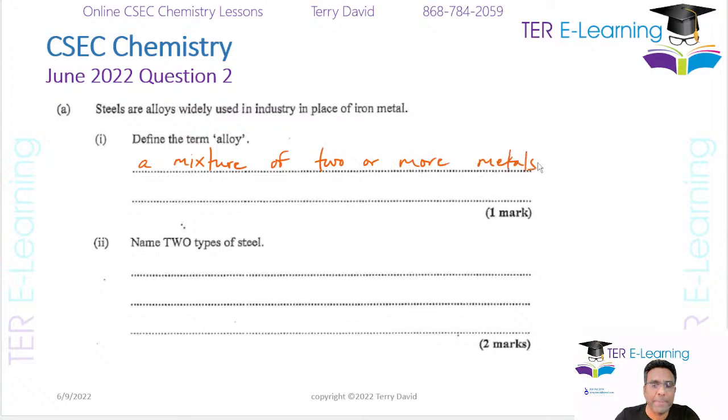Nothing fancy there. Name two types of steel. Now, this is where some students weren't sure what they were asking, right? Now, steel, to begin with, steel is an alloy of iron, right? That's the first thing. Steel is an alloy of iron, right? Now, two types of steel here. What we can say is stainless steel.